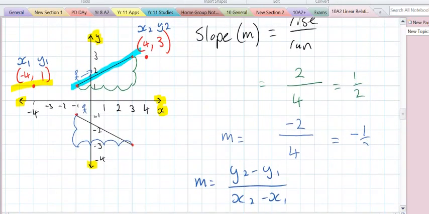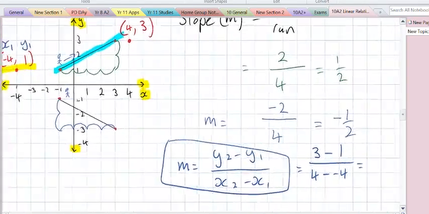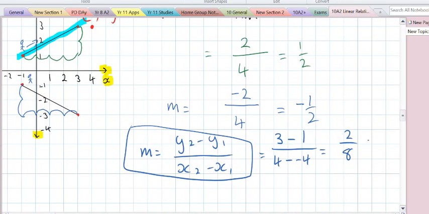Alright, so we've simply labelled the points with their coordinates x1, y1, and x2, y2. And then we use this equation for the slope. So y2 in our case is 3 minus y1, which is 1, divided by x2, which is 4, minus x1, which is negative 4. And it's important to keep that sign. 3 take 1 is 2. 4 minus negative 4 is going to be plus 4, so that's 8, giving that line there a slope of positive 1/4. Alright.